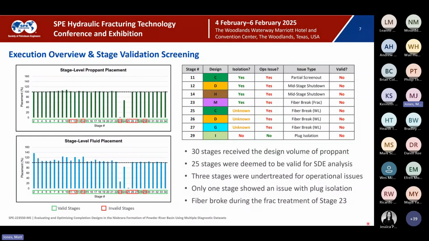The slide gives an overview of the execution and also our stage validation screening prior to actually analyzing the fiber optic data for treatment uniformity. We had 30 stages receive their design volume of proppant. 3 that did not. Those were stages 23, 24, and 25. 23, we stopped the treatment at the point the fiber optic cable broke to try to not further degrade the fiber optic cable, which at the point of the break is essentially unprotected. So we stopped that treatment as soon as the break occurred, or not long after.